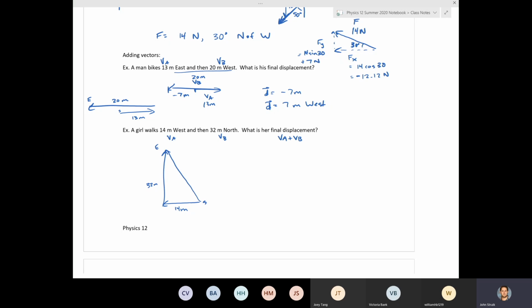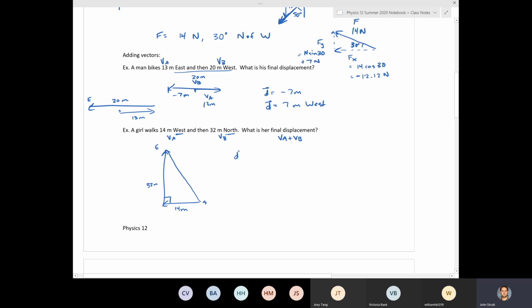Now, if you notice this, we have created a triangle. So we can't just use simple arithmetic like we did in the first example. You have to use trig. And so this is a right triangle. We prove that because it's west and north. Okay, you can never assume it. You have to be sure. West and north are always 90 degrees to each other, which means we can use Pythagorean theorem to find the final displacement.